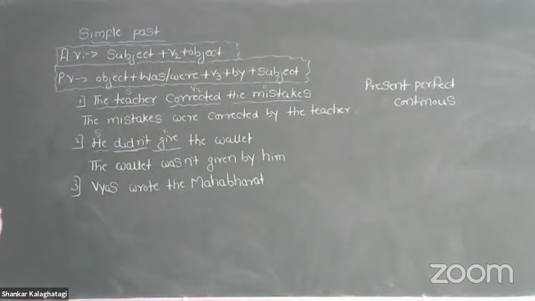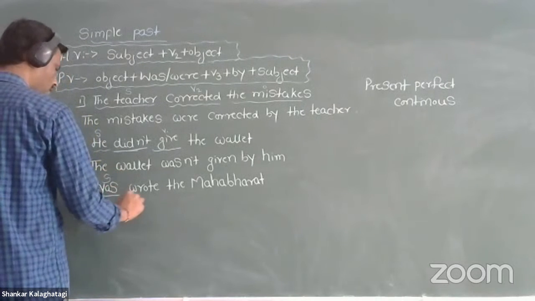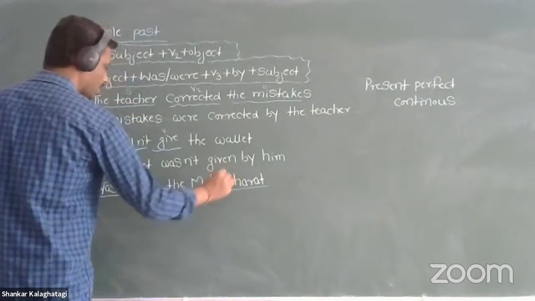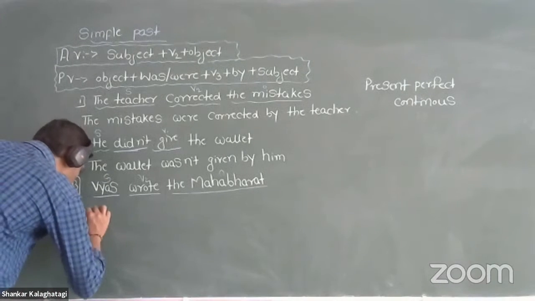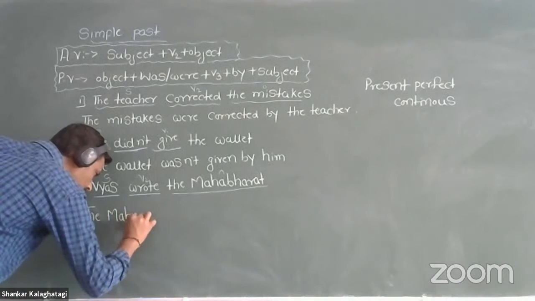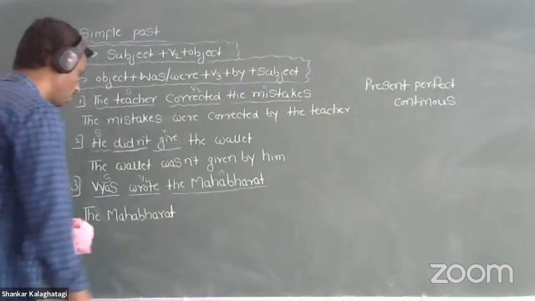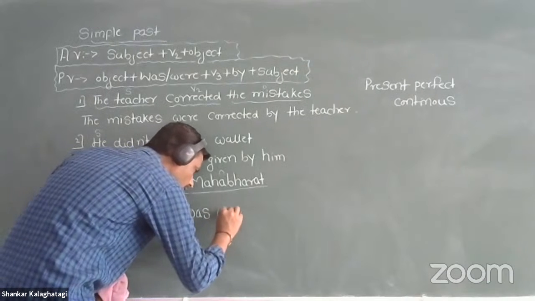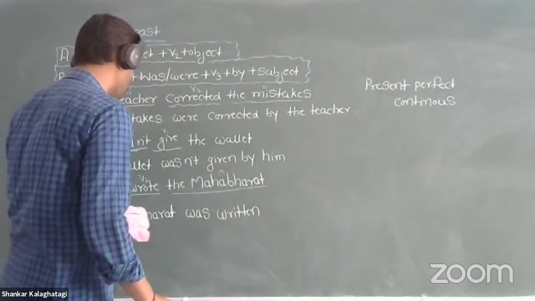Now changed. So Vyas, Maharshi Vyas, is the subject. Now wrote is the V2. Okay. The Mahabharat is the object. Now changed. First we have to write the Mahabharat. Now it is singular. Write it: was. The Mahabharat was written by.